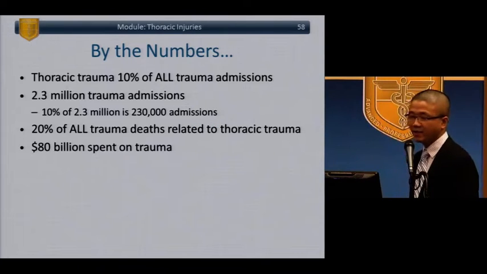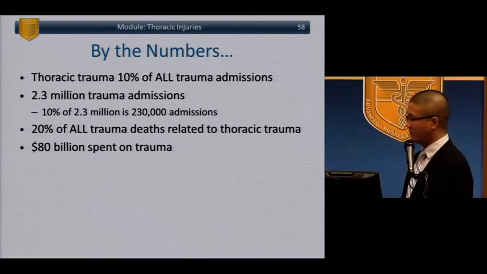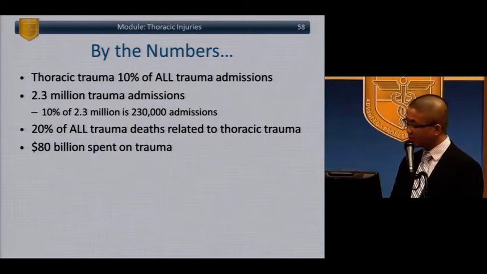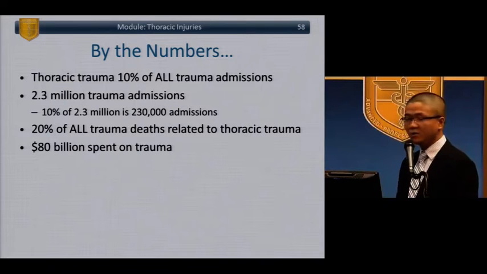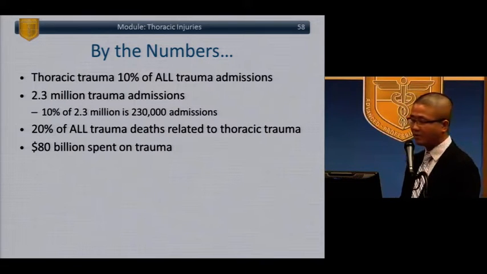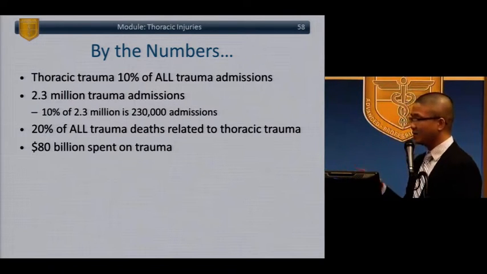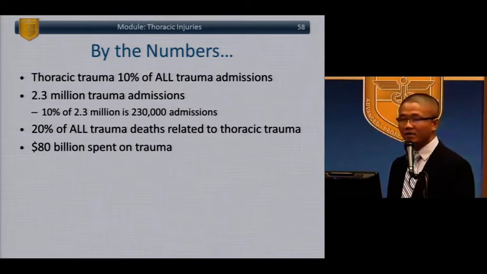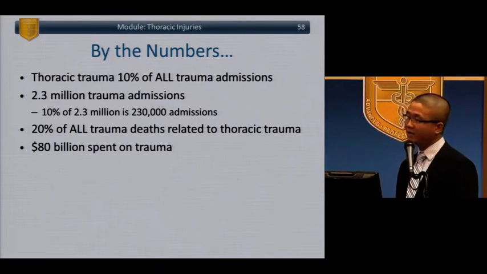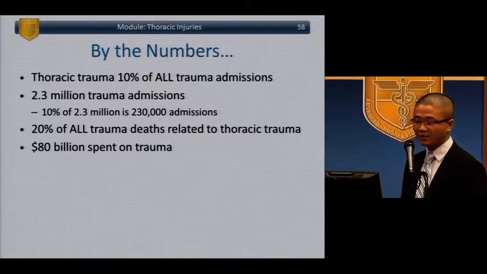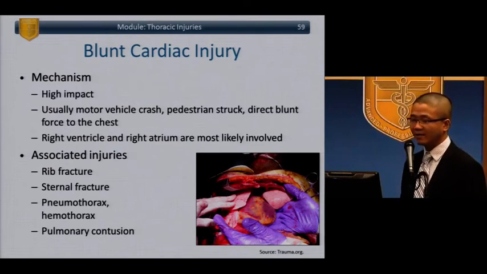Thoracic injuries, very common, 10%. The vast majority of these are rib fractures. There are 2.5 million trauma admissions a year, and 20% of all deaths are related to thoracic injury, not actually because of the rib fractures, but because of the great vessels that are there and pulmonary contusions that happen afterwards. These patients have potentially complicated ICU courses. Lots of money is spent on thoracic injuries.